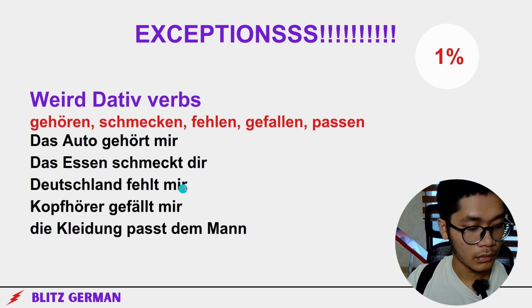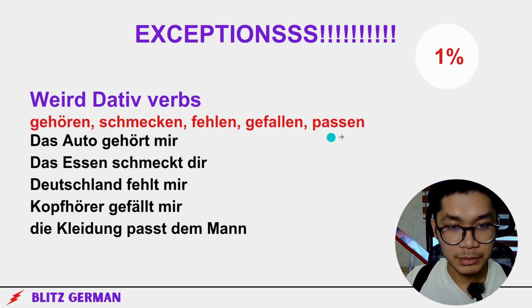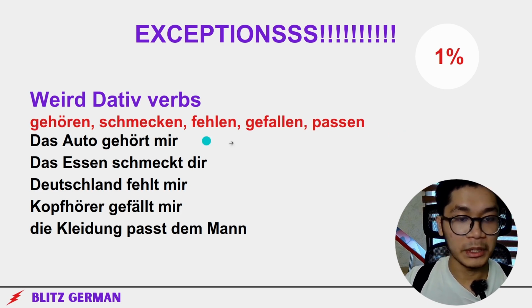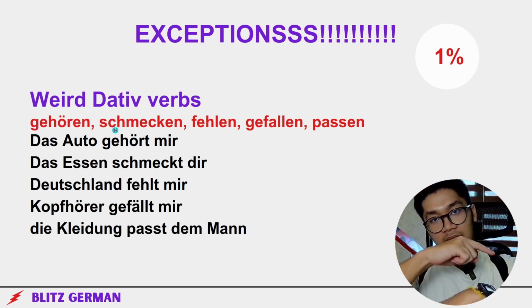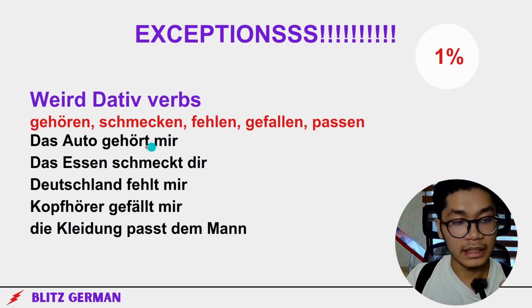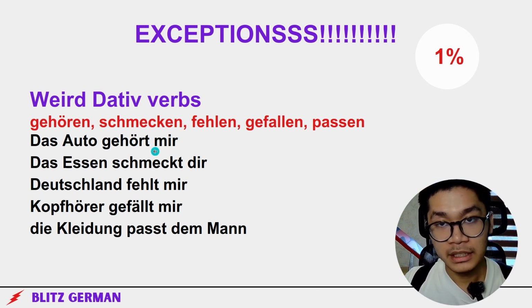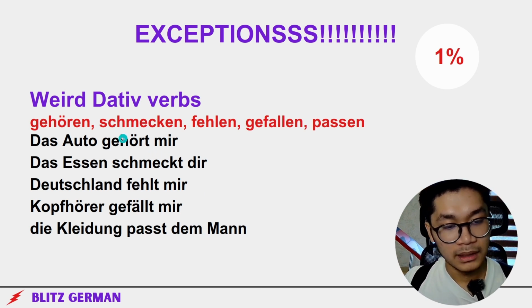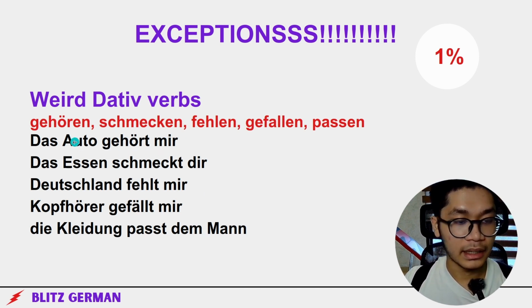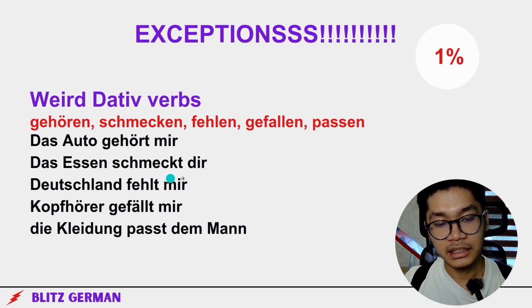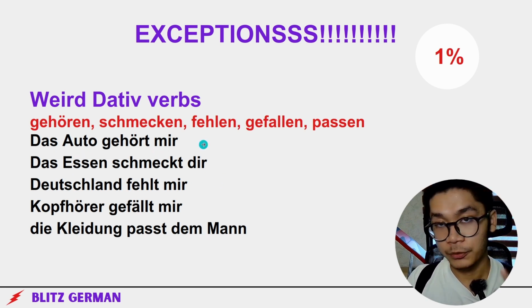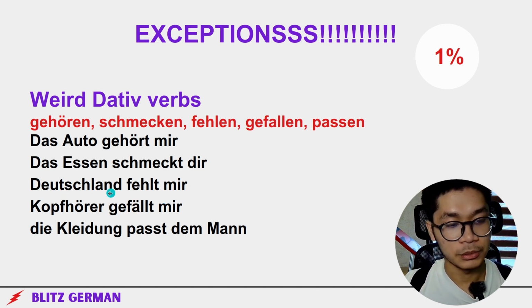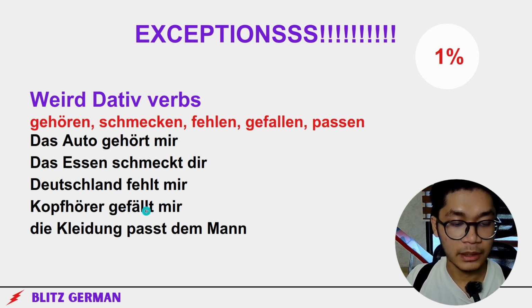Und so weiter. Okay, here are some weird dative verbs. It's weird because, well, you'll know when you do the practice, it's a bit reversed. Just know that it is this way because usually dative is a human. So that's why. Das Auto gehört mir means that car belongs to me. Das Essen schmeckt dir. That food tastes good for you. Deutschland fehlt mir. I miss Germany. Yeah, I really do.